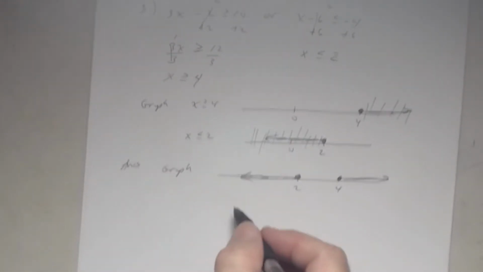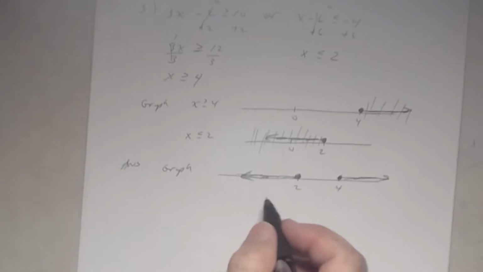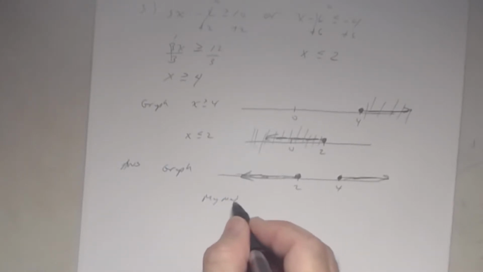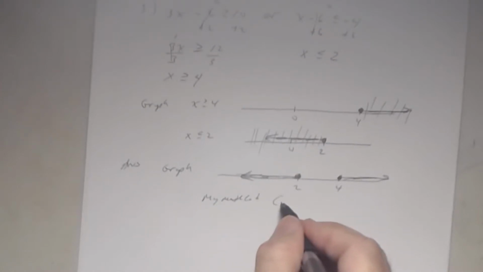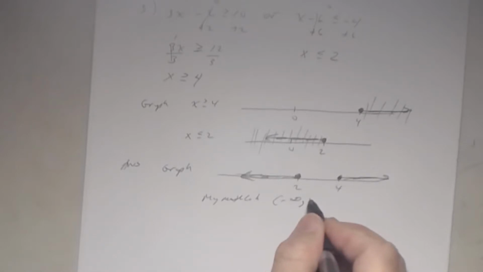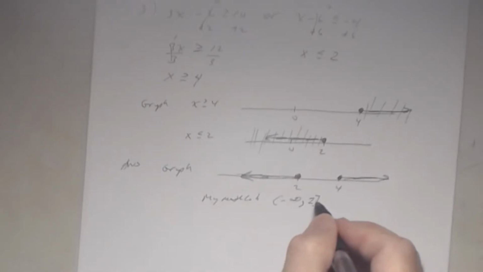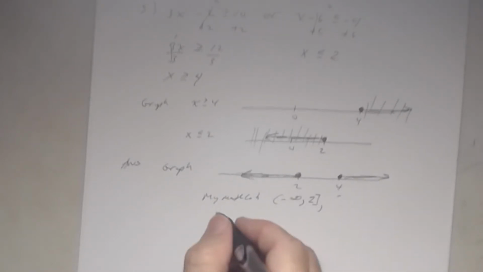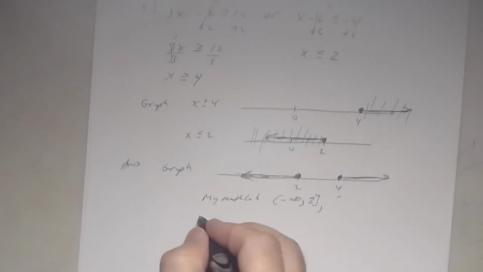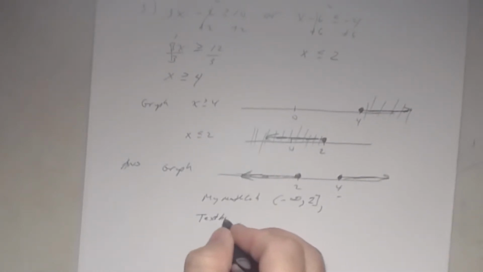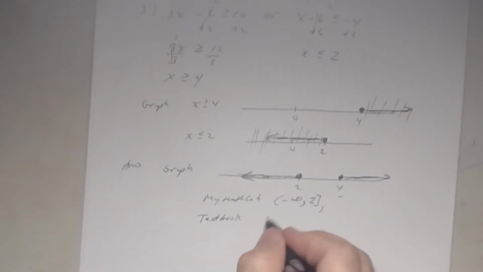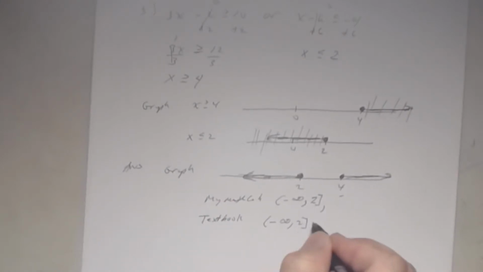Now, in MyMathLab, remember, they're going to tell you to separate them using a comma. On your worksheet, though, in your test, use the union symbol. So in MyMathLab, tell me what you would write. Negative infinity, comma 2, bracket? No bracket, closed circle. Okay, on MyMathLab, you're going to use a comma. On the worksheet or textbook, you're going to use the union symbol. So it'll be negative infinity to 2 bracket union.